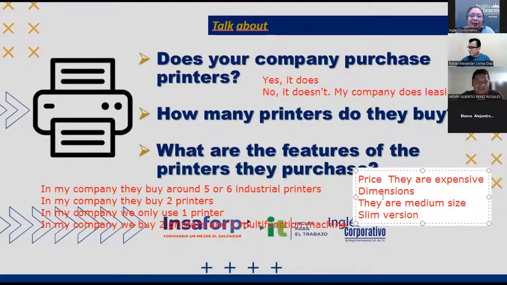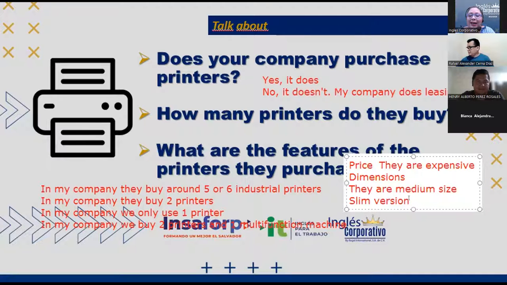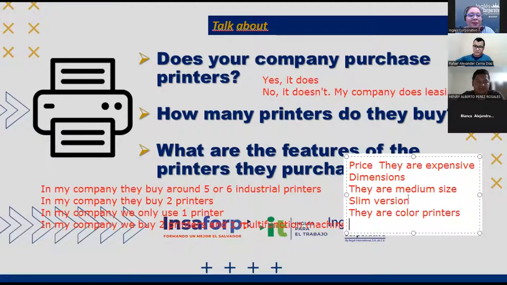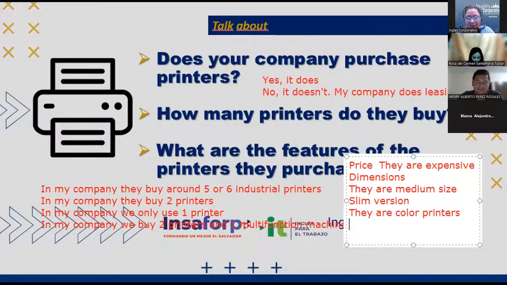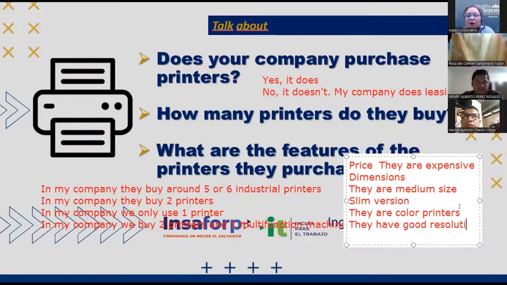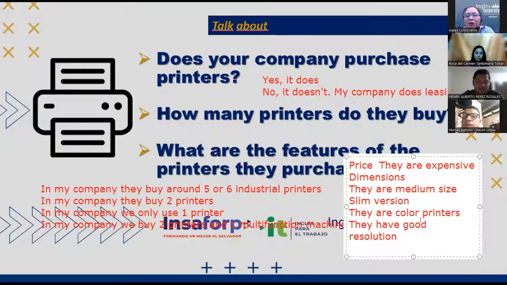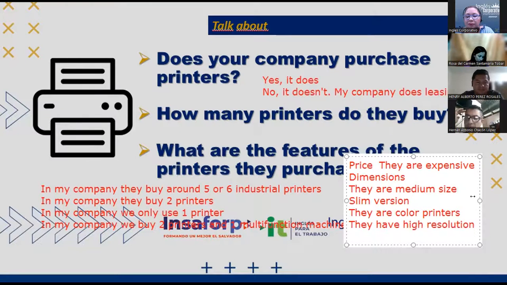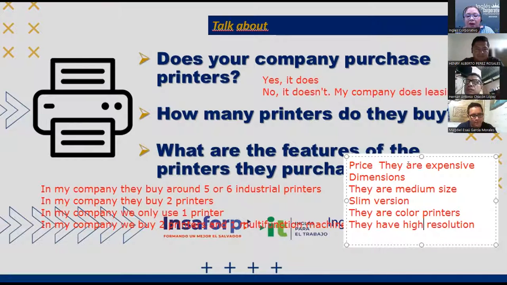Ok, ¿qué otra característica podríamos decir de las impresoras? They are color printers. ¿Se acuerdan de las características de las impresoras que vieron el módulo pasado? A ver, ¿quién recuerda? Speed. Resolution. Color. Memory. They have good resolution. En este caso sería high resolution, ¿verdad? Good or high. They are expensive.